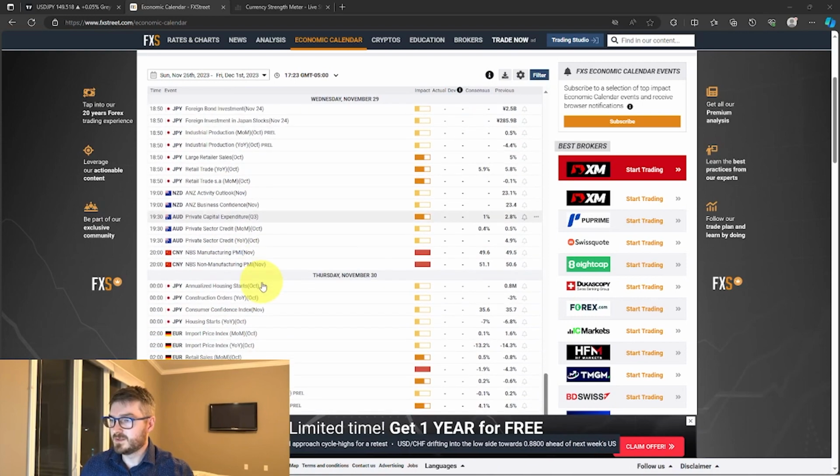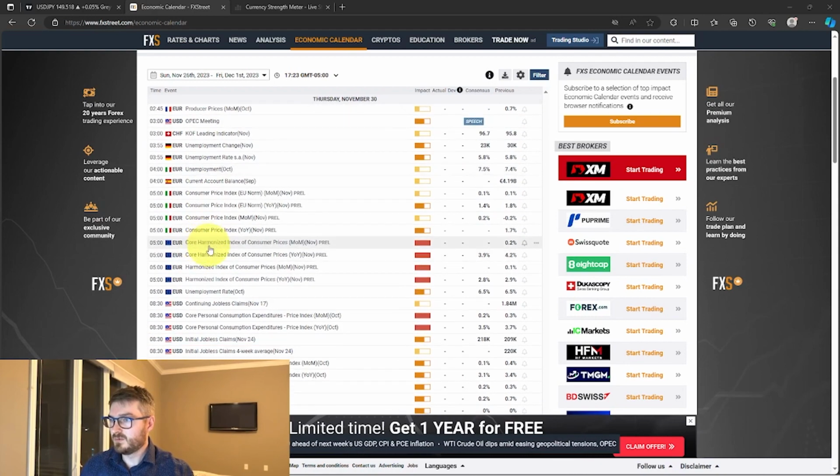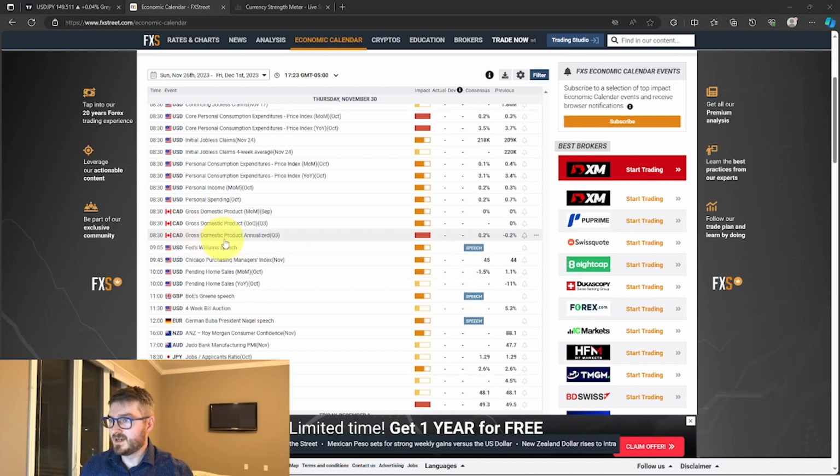And we don't trade this one, so that's okay. That's the Chinese yuan. For the euro on Thursday, November 30th, we have retail sales being released. For the euro, we have also core harmonized index of consumer prices being released for November. And we have the harmonized index of consumer prices also being released for the month of November for the euro. And for the US dollar, we have core personal consumption expenditures price index, also on Thursday, November 30th. And for the CAD, we have the GDP annualized for Q3 being released.